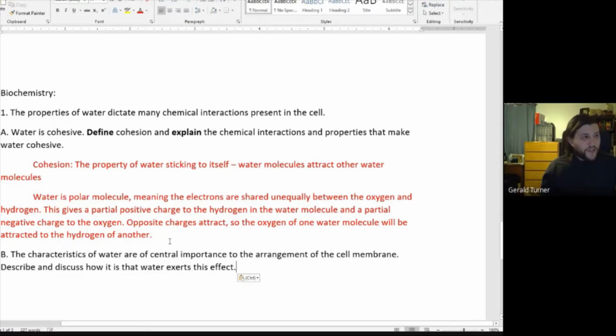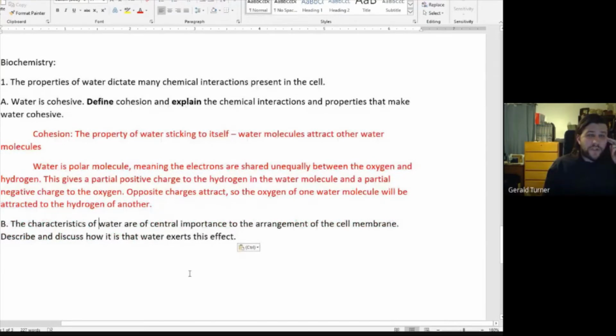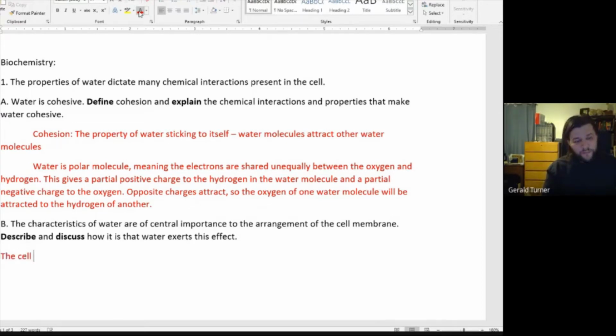Also, as part of that question, they had: the characteristics of water are of central importance to the arrangement of the cell membrane. Describe and discuss how it is that water exerts this effect. So for this one, I'm going to be looking at basically why is the cell membrane the way that it is. First, we're going to need to describe the structure of the cell membrane. So the cell membrane is composed of phospholipids.